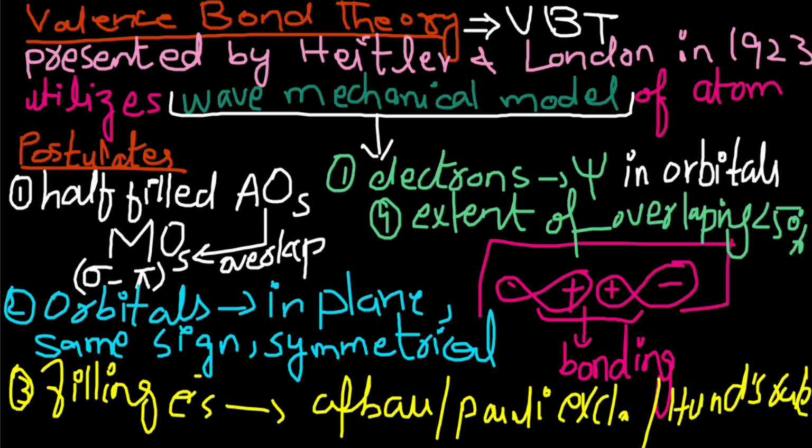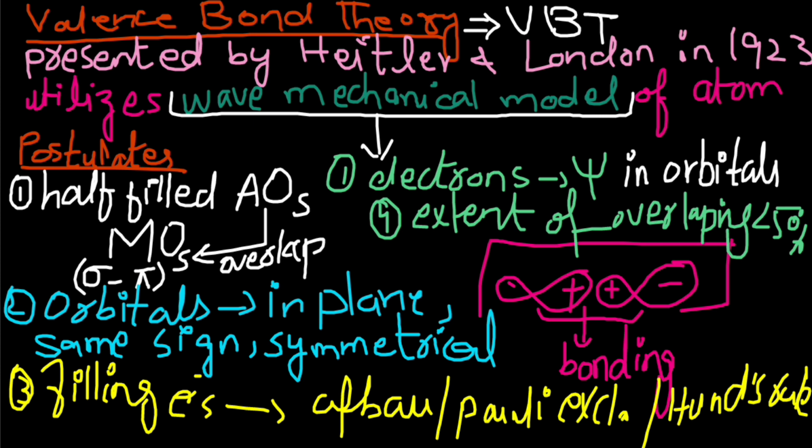So these are the postulates upon which VBT is based. The first one is that the atomic orbitals must be half-filled in order to result in a bond. Secondly, these orbitals must be in plane, have the same sign and be symmetrical. The third postulate is that after the overlapping, the electrons are filled in the orbitals according to Aufbau, Pauli exclusion and Hund's rule. The extent of overlapping must not be greater than 50%. It means the extent of overlapping must be less than 50% to result in a stable molecule.